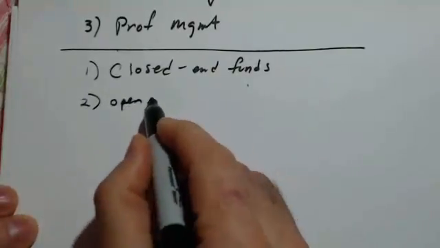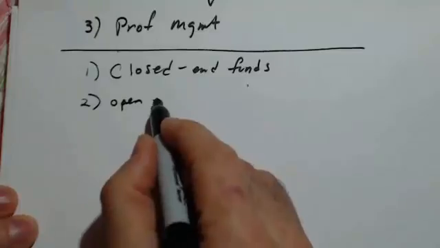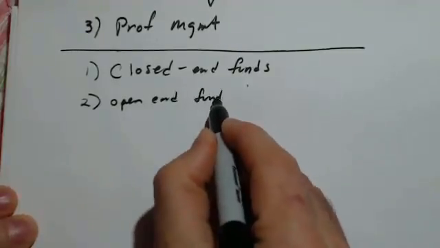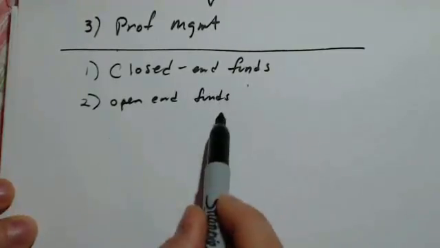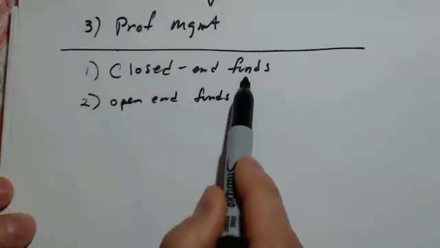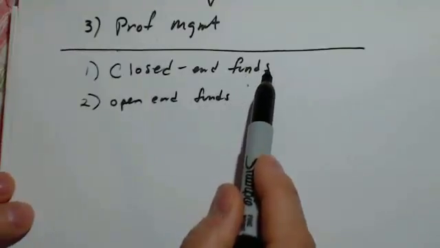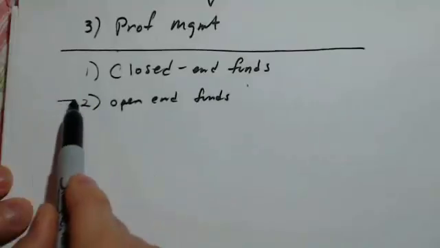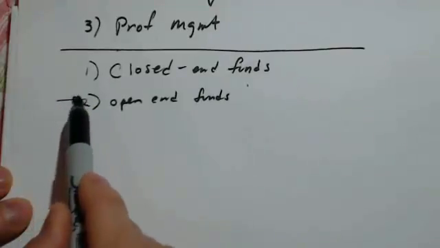These are really called open-ended funds, or mutual funds. These are by far the most popular. These closed-end funds are popular. You'll find them listed in the Wall Street Journal. They're out there, but this is gigantic.